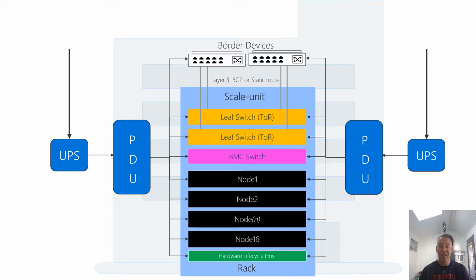Now, inside the scale unit, which would be the part in the blue rack, there will be a number of server nodes, the black rectangles there, up to 16 of them. The extra bonus server is the hardware lifecycle host. There will be a switch that's connected to the servers and the HLH to monitor the hardware level activities inside the stack and provide alerting on the hardware. And then there will be two network switches at the top of the rack. We call these top of rack switches or leaf switches. Outside of that, there will be the border devices, the networking within the data center that the Azure Stack is connected to. So those two white switches at the top would be existing devices on the customer premises.